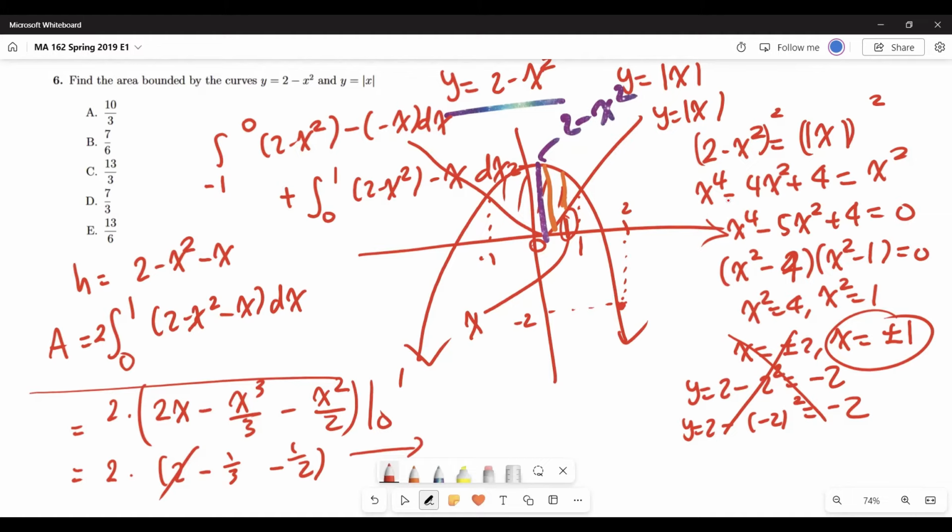So this becomes 6 over 6 minus 2 over 6 minus 3 over 6, I am so sorry. This just becomes 7 over 6, and then you multiply by 2, this becomes 7 over 3. So we have the area as 7 over 3, which is D.